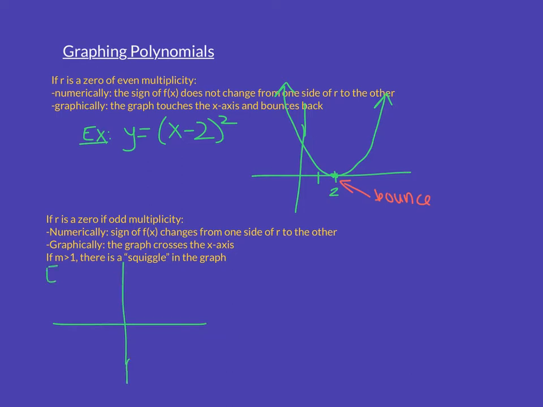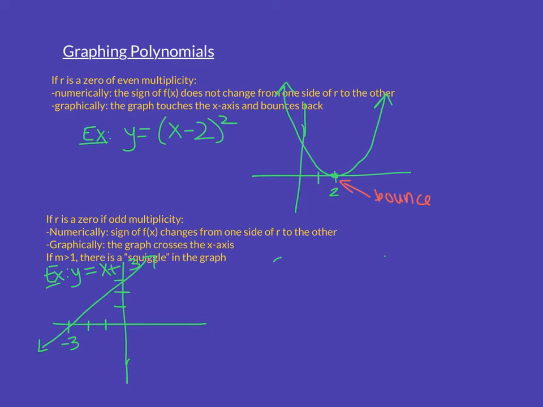Let's start with one where you have a multiplicity of 1. Let's say that you have y equals x plus 3 or something like that. That one has a zero at x equals negative 3, and there's a y-intercept at 3 also. So that looks like this. You can see we have a multiplicity of 1, and the sign of the graph changes from one side of that zero at negative 3 to the other. It just kind of passes through.